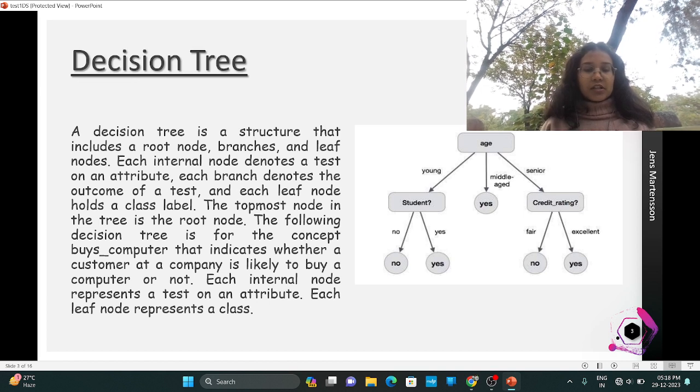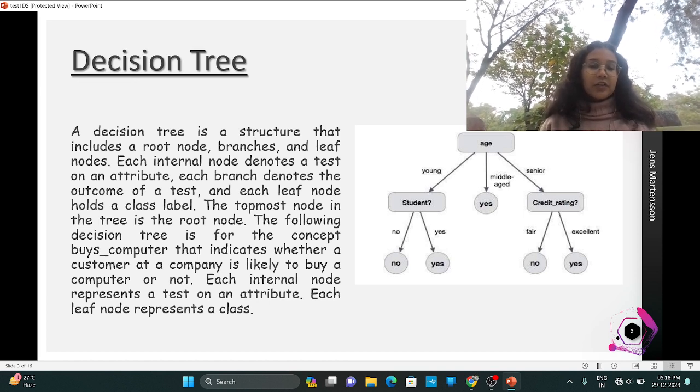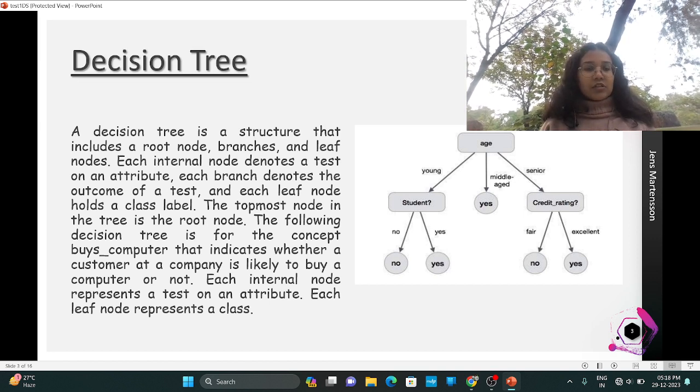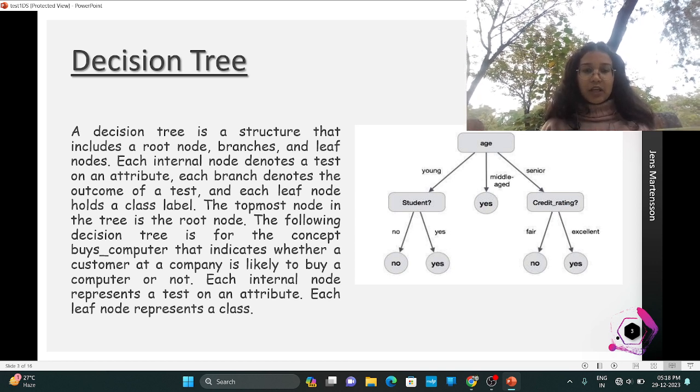Firstly, we have to understand what a decision tree is. A decision tree is a structure that includes a root node, branches, and leaf nodes. Each internal node denotes a test on an attribute. Each branch denotes the outcome of a test, and each leaf node holds a class label. The topmost node in the tree is the root node.